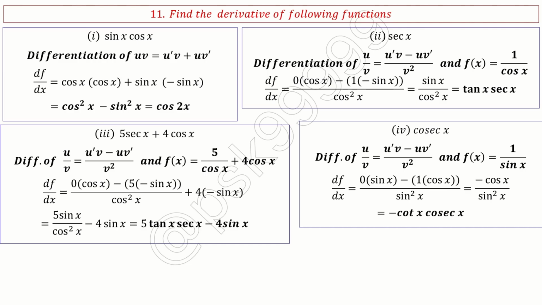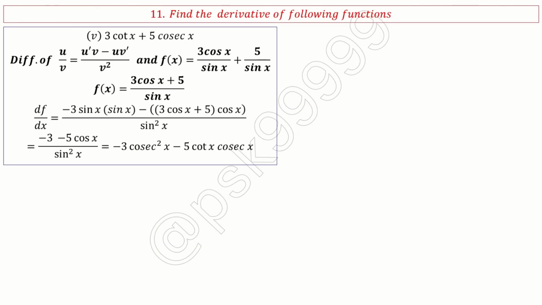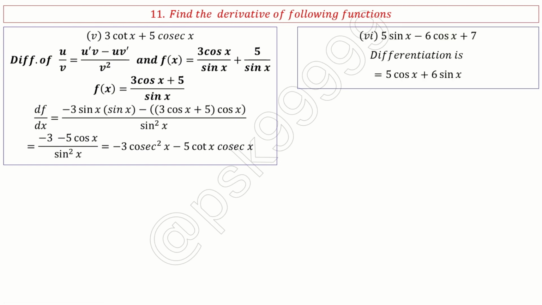Okay, next. 3 cot x plus 5 cosecant x. Again we can use the differentiation of u by v form for both of them. Cot x, I will write as cos x by sin x, and cosecant, if you remember, you can straightforward write it as minus cot x cosecant x, or you do it by 1 by sin x and then do it. So you will get the required answer.